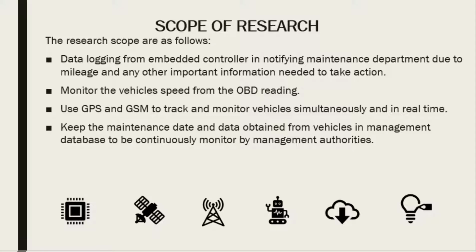Next, monitor the vehicle speed from the OBD reading. Use GPS and GSM to track and monitor vehicles simultaneously and in real time. Lastly, keep the maintenance date and data obtained from the vehicle in the management database to be continuously monitored by management authorities.